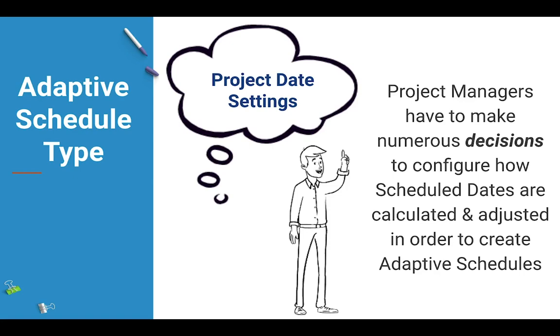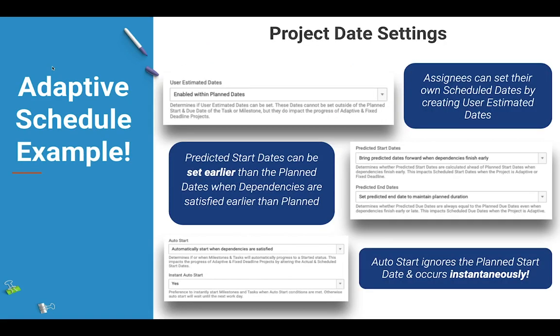Let's talk about a few of those date settings that project managers have to configure on adaptive schedules. The first one that I'm going to review, which will be seen in a video shortly, is the setting for user estimated dates. User estimated dates, when enabled, allow assignees to actually set their own scheduled start and due dates by creating what we call user estimated dates. And once those are created, assignees are actually setting their own scheduled dates. The second category of project date settings that I'll refer to is the predicted dates category.